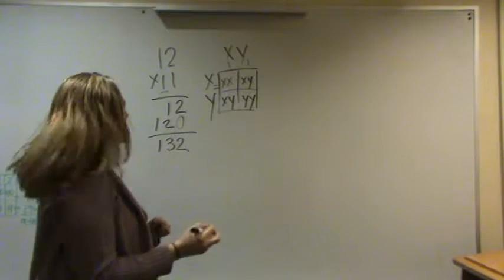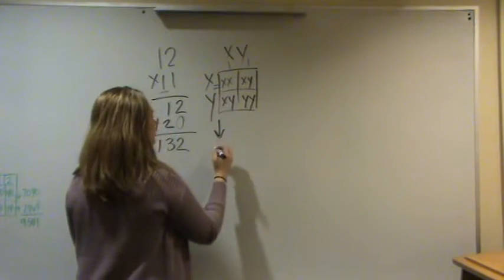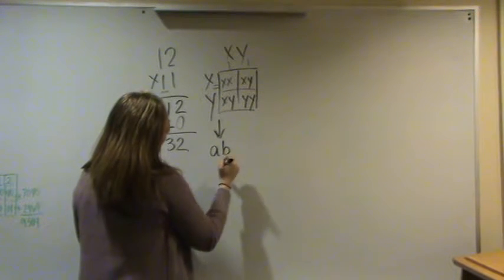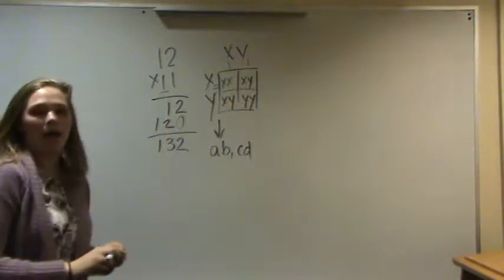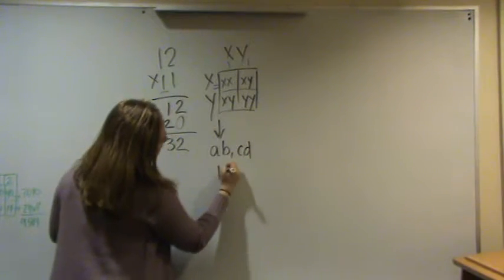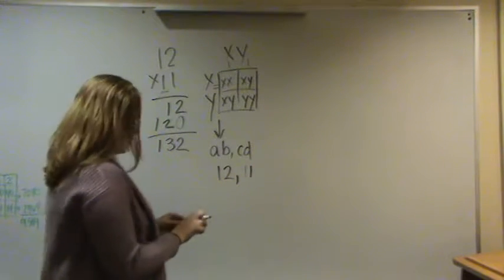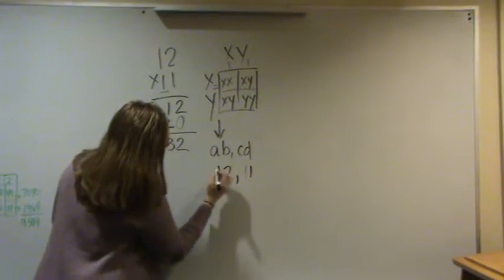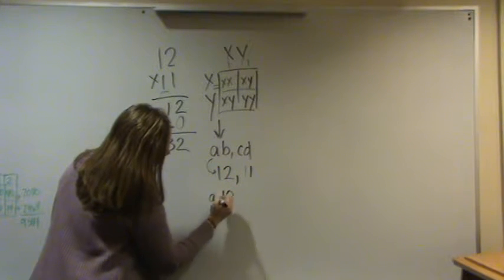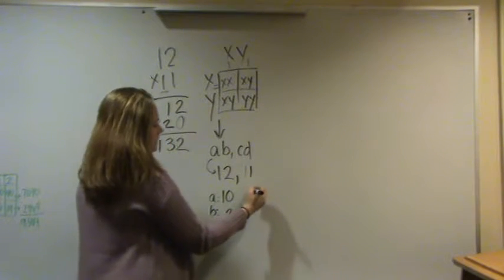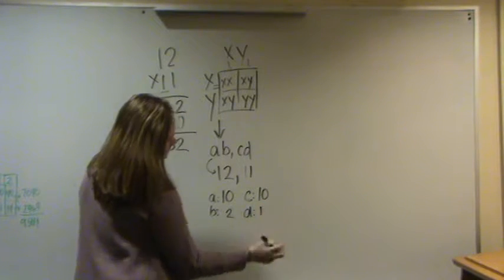I want to take this and turn it into a math problem. We're just going to change our variables to a, b, c, and d. Now, I want my 12 to represent a and b, and I want my 11 to represent c and d. This means that my a really represents 10, my b really represents 2, c represents 10, and d represents 1.